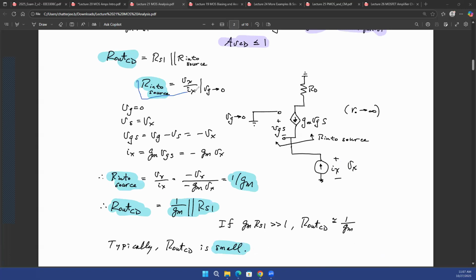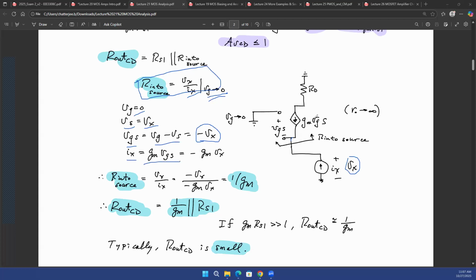All right. So the resistance looking into the source will be this Vx over Ix. Of course, your Vg is going to be 0, and you get rid of Rs while calculating this. Your Vg is equal to 0, and Vs is equal to Vx. So the voltage Vx that gets developed across that Ix current source is basically the voltage at the source, right? So your Vs is equal to Vx. Your Vgs is Vg minus Vs, that is 0 minus Vx, equal to minus Vx. Ix will be gm times Vgs.